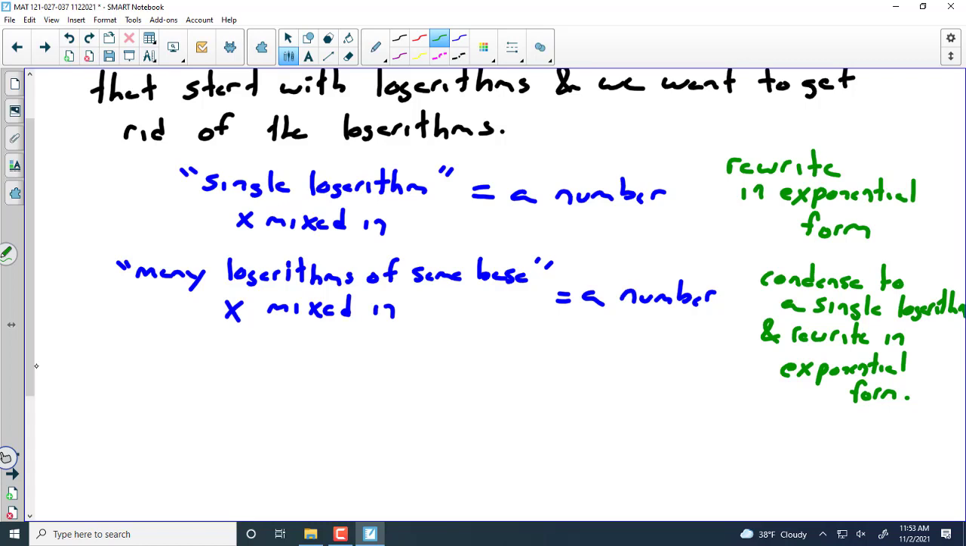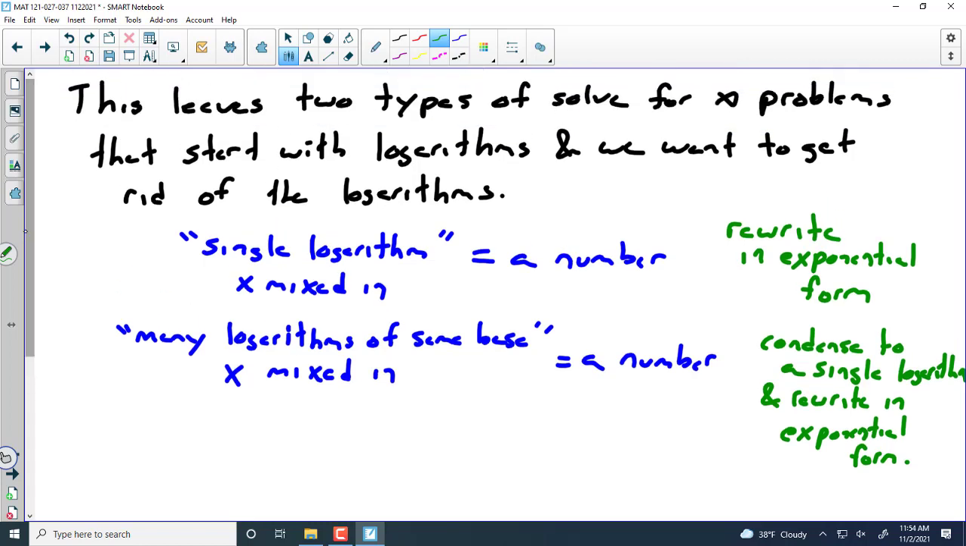So if you have a single logarithm equals a number, you rewrite in exponential form. If you have many logarithms with the same base equals a single number, then you condense to one logarithm, and then you rewrite in exponential form. We have actually done both of these problems before. That's type 1.